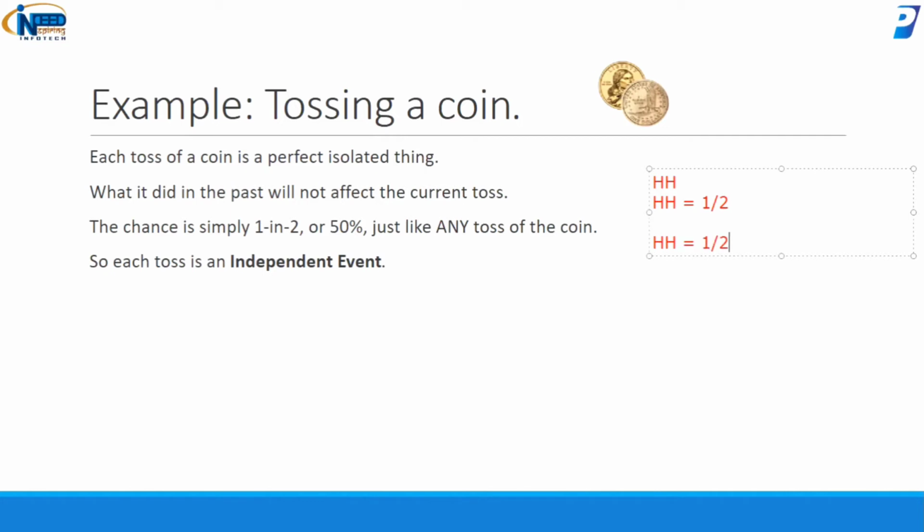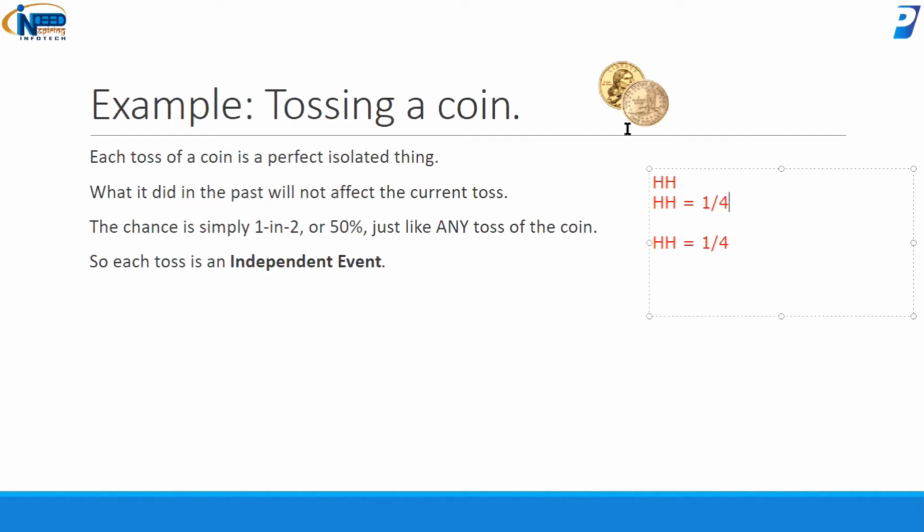Do you think there is any possibility that once you toss a coin, the second time the probability of getting head is reduced? It will never happen, right? So the probability of getting head or getting tail will always remain the same. Let me make it 4, because I have written head head, which means there are two coins.